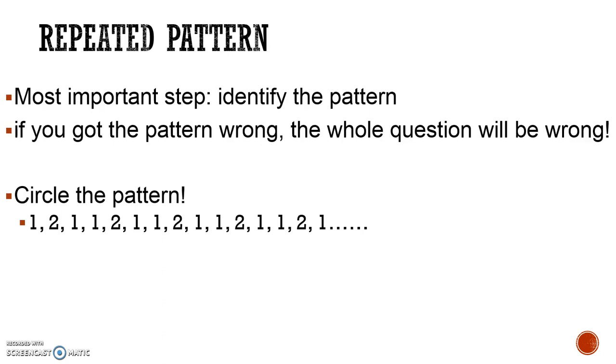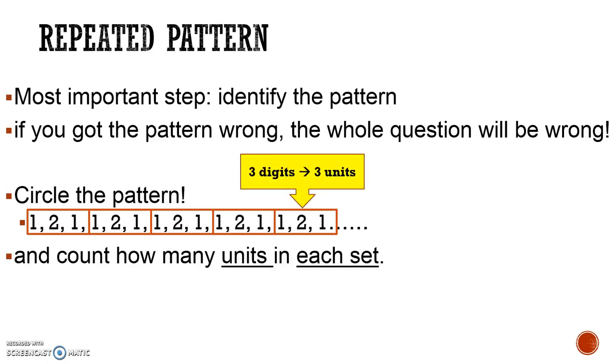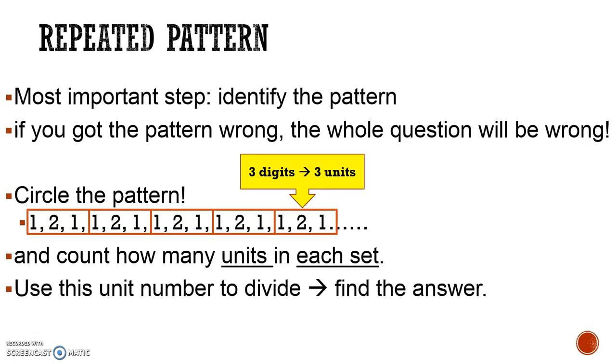So in order for us to be very sure, we circle the patterns. By doing this, we can count how many units there are in each set, and we can also check that the sets are exactly the same. With this number of units, we can use this information to find the answer.